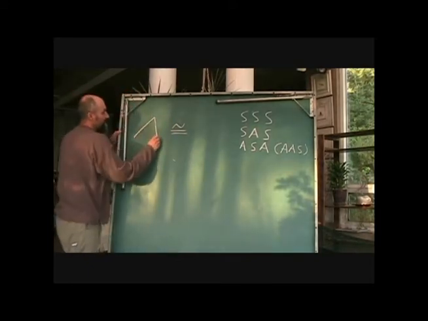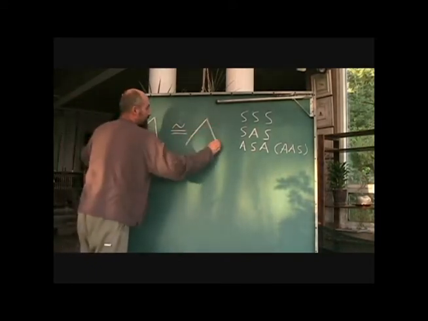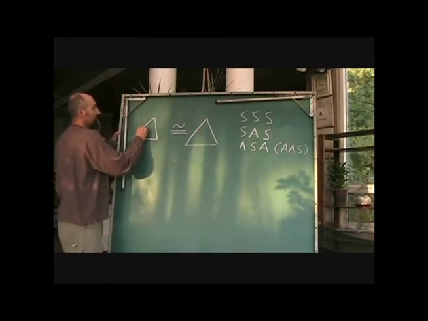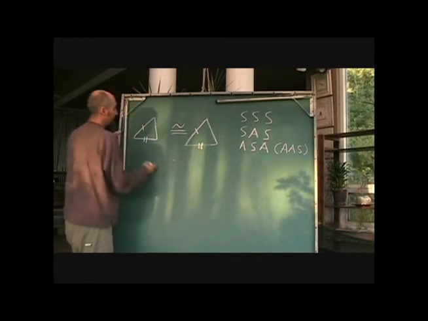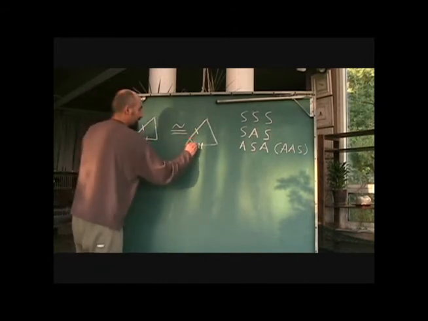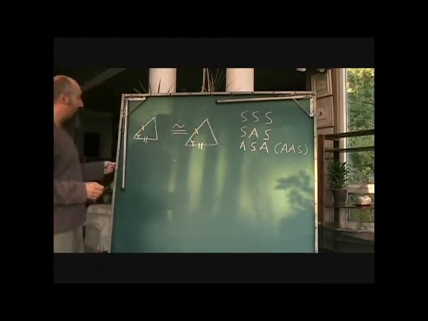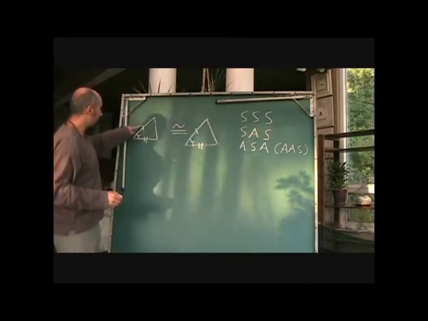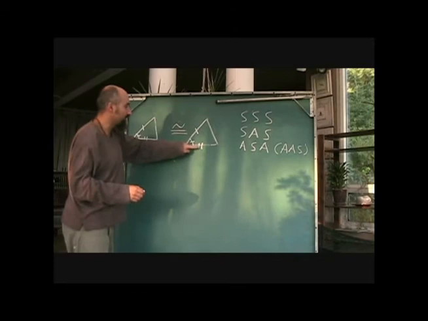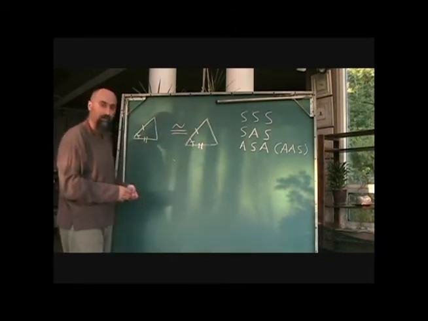They could say, here's two triangles. This side is equal to this side, and this side is equal to this side, and this angle is equal to this angle. Well, what you have here is side, angle, side. Side, angle, side. So these two triangles would be congruent.